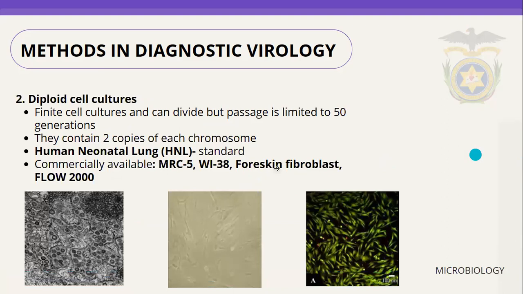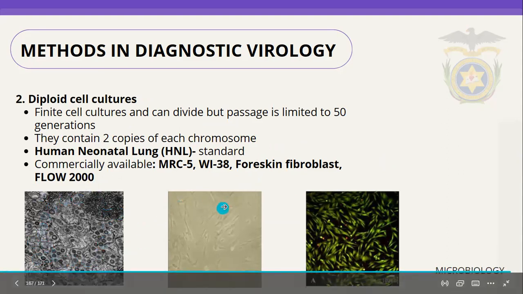Our next one is the diploid cell cultures. These cell cultures are finite and can divide, but passage is limited to 50 generations. They contain 2 copies of each chromosome. So human neonatal lung or HNL is our standard here. And we have commercially available MRC5, which can be seen in the first picture, WI38 in the second picture, and the foreskin fibroblasts, which can be seen in the third picture.